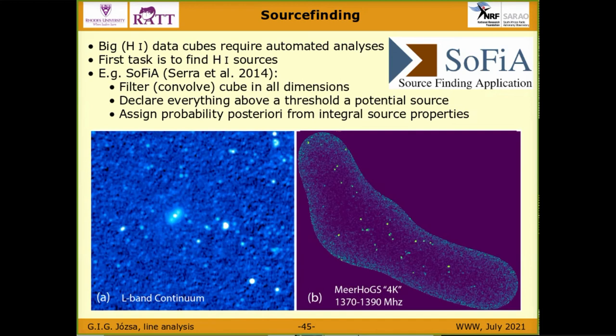Now, there is software to do that. SoFiA is one example. It makes use of an old technique. The main mode of the SoFiA source finding algorithm, I think, is to filter the cube in all dimensions. You convolve the cube in all dimensions and clip, and declare everything above the threshold a potential source. And then the spice here is that a posteriori you can use a probability distribution in the space of some source properties to determine how high the probability is for one source or the other.